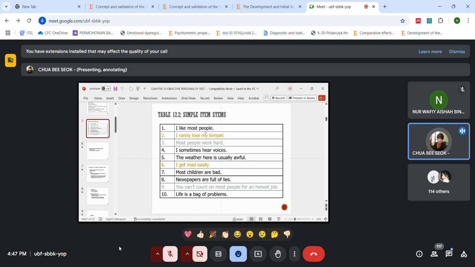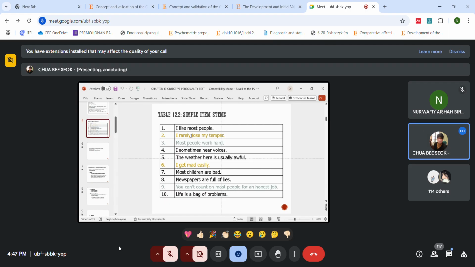Yeah, this one. Item 2 and item 6. Item 2 and item 6 actually is a similar item. Yeah, similar item. They measure the same thing, but two different statements.